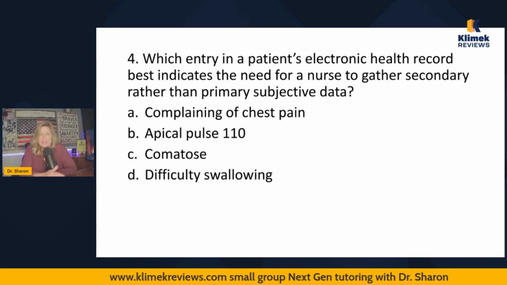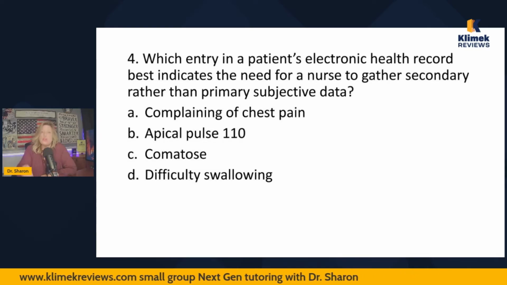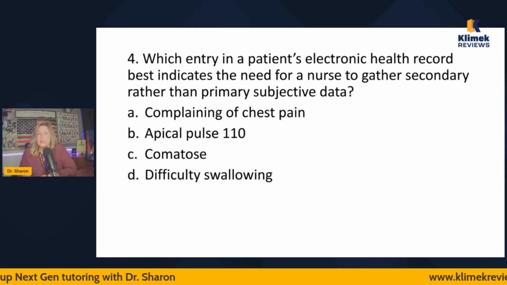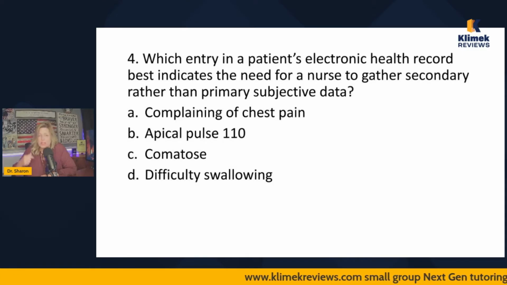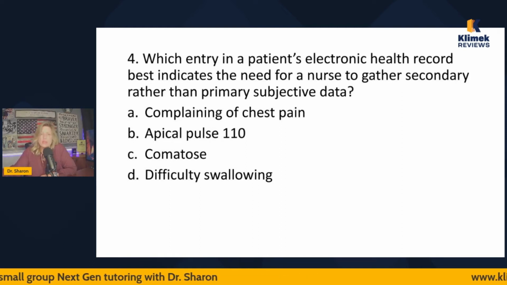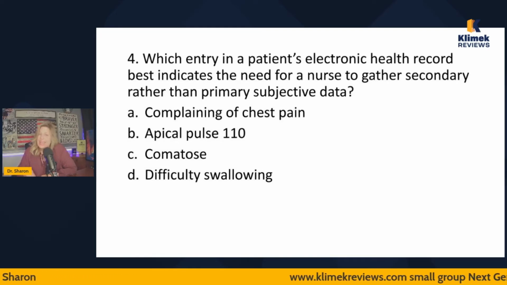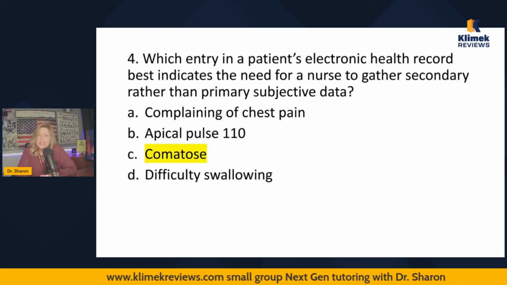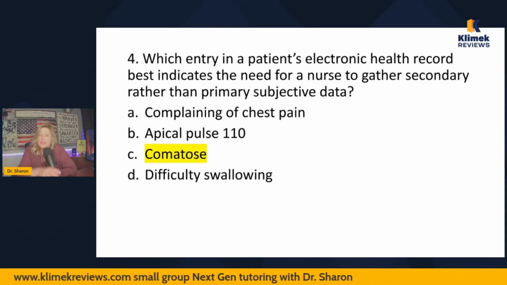Primary subjective data is something you tell me about yourself. If you're telling me about yourself, that's primary subjective data. If I say, I'm having chest pain, you're the nurse, I'm the patient, you say that's primary subjective data. But if I'm comatose and somebody else has to say they've been really restless lately, they've been moaning and groaning a lot lately, you go, okay, that's secondary data because I can't tell it to you because I'm comatose. Okay, so secondary data is data other people tell you about the client.